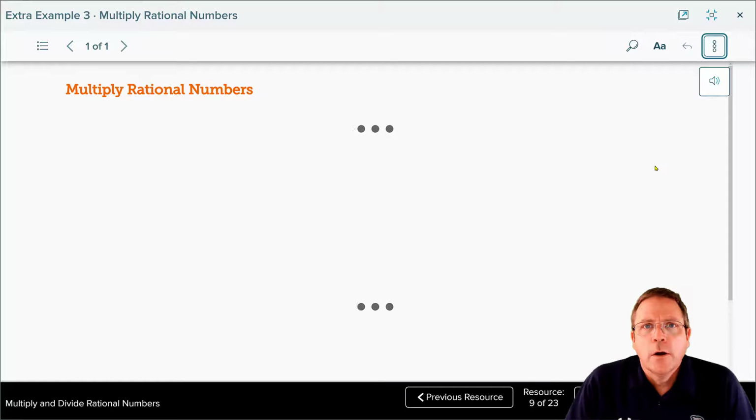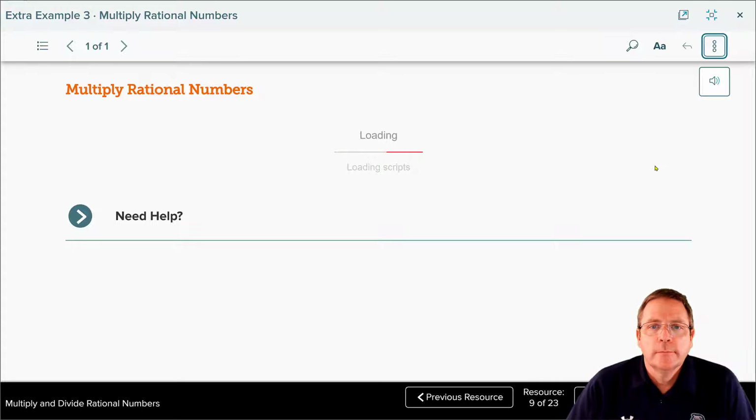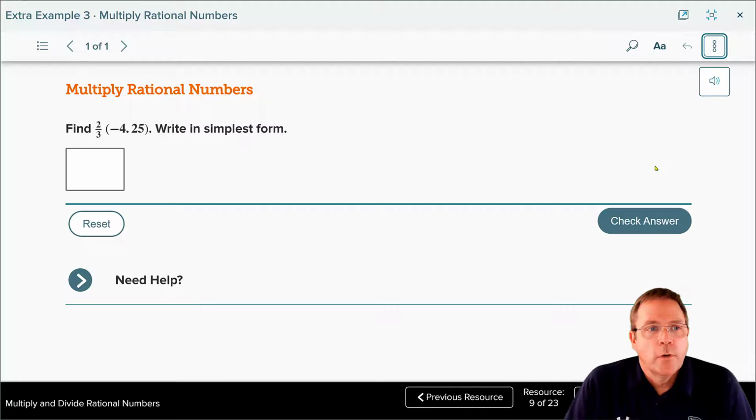Learn to use them. All right, now it's going to be your turn again. Pause the video once the script finishes loading and solve the problem that they give you. The problem is going to be 2/3 times negative 4.25. The first question you need to be asking yourself is, can I write 2/3 as a terminating decimal?